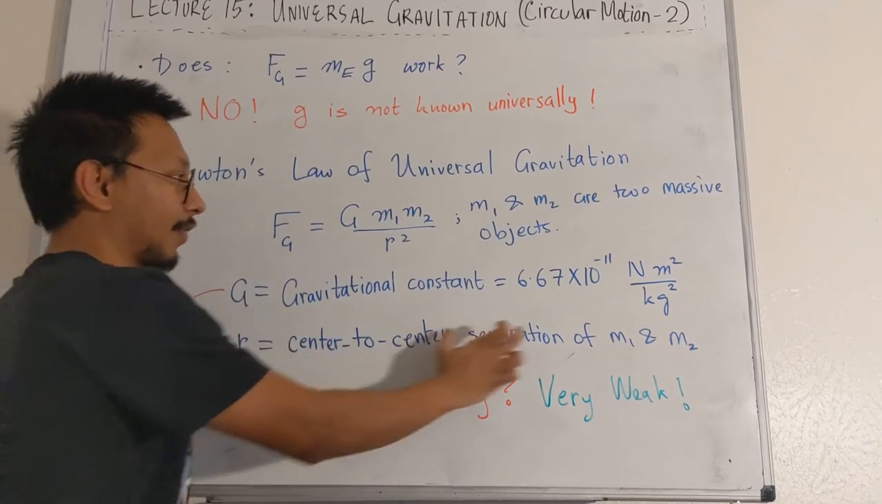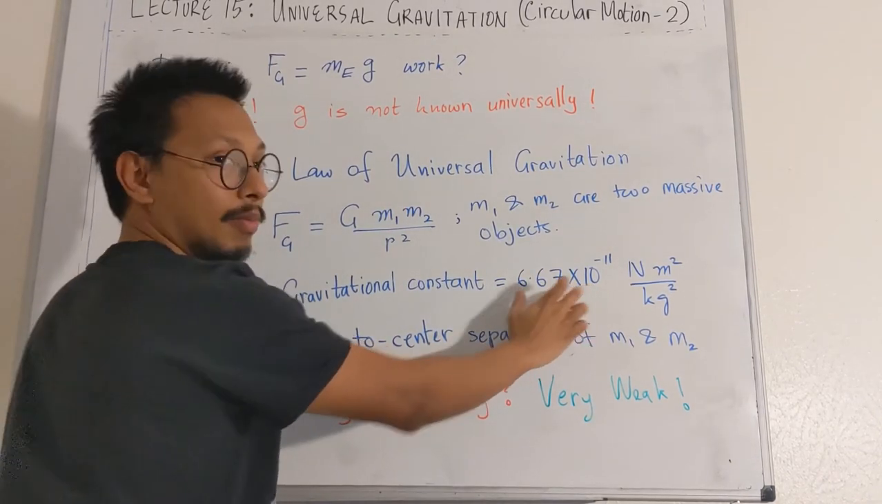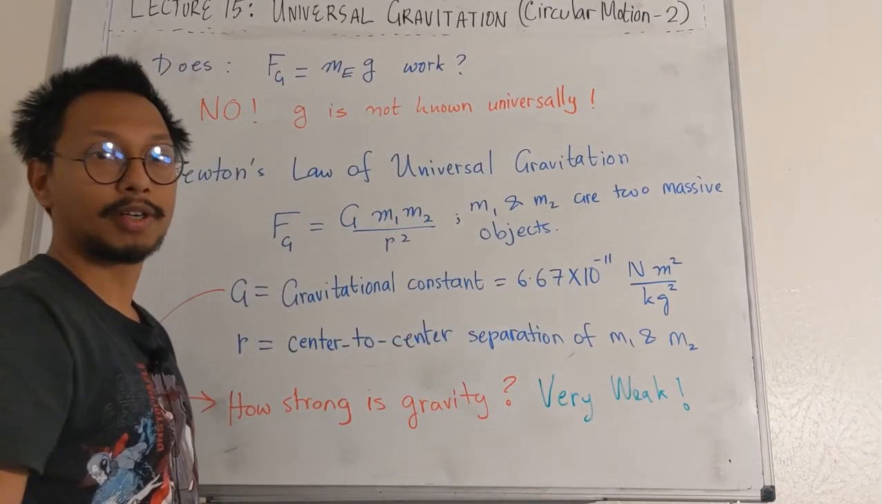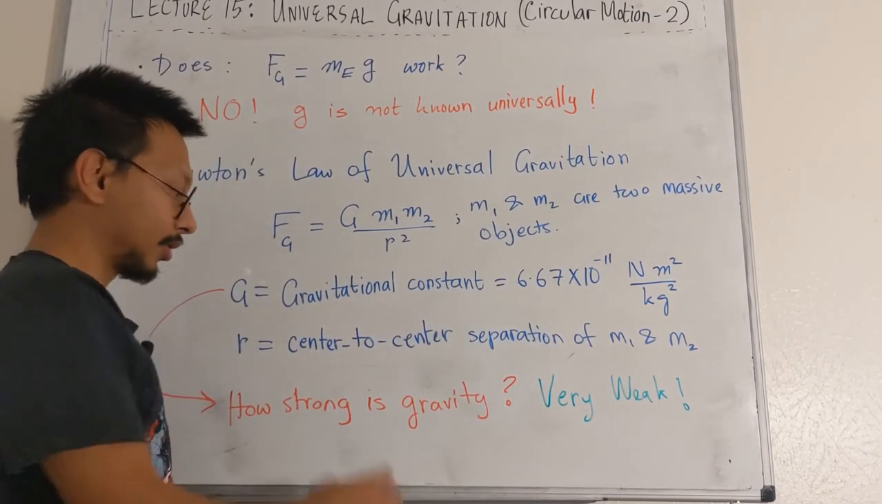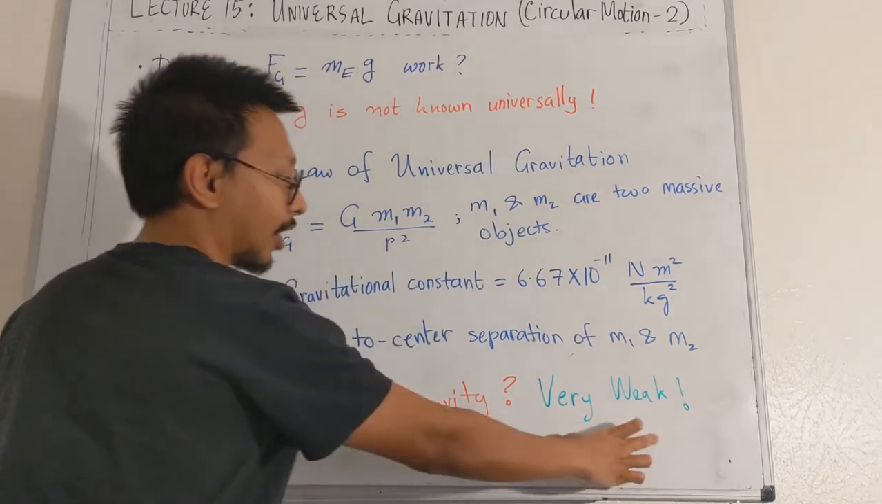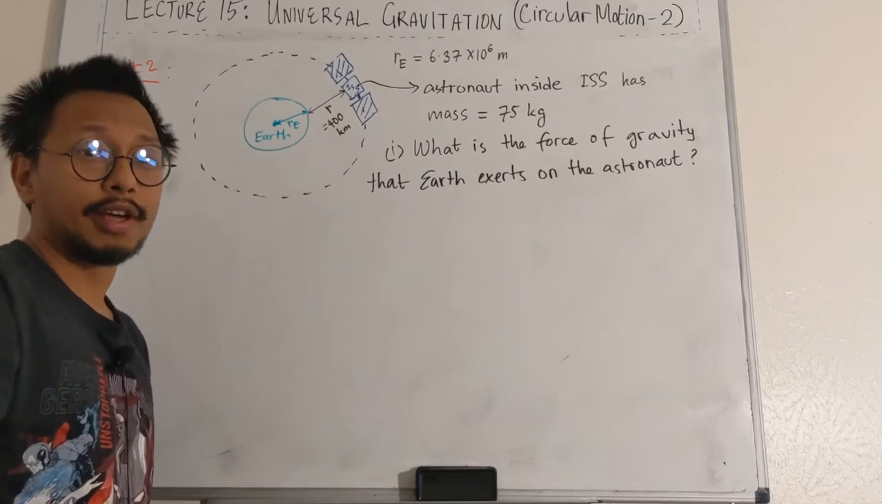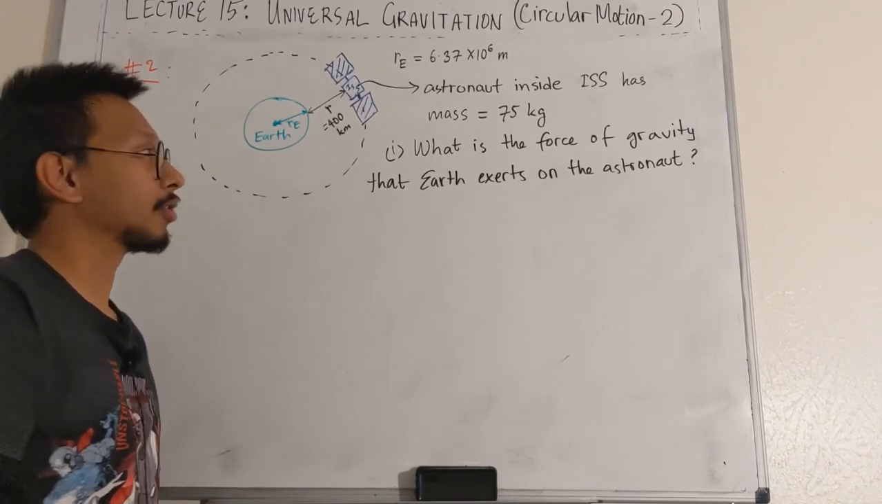This gives us an indication. The strength of gravity can be summed up by looking at this number, and we can see this is a very small number, 10 to the minus 11. So gravity is actually a very weak force. Let's look at an example to investigate the idea behind Newton's law of universal gravitation.